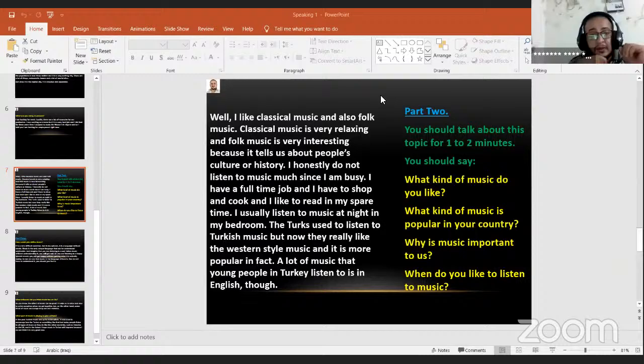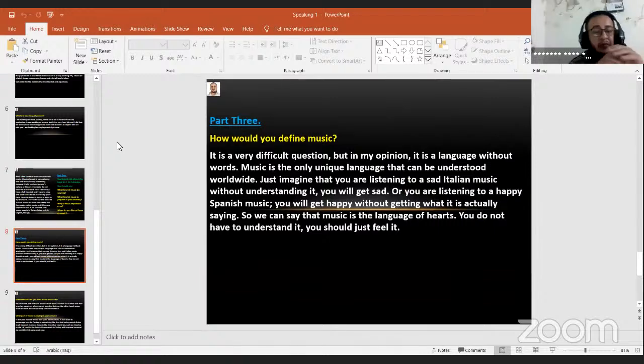Okay, now let's move to part three. For example, how would you define music? It's a very difficult question, but in my opinion, it's a language without words. Music is the only unique language that can be understood worldwide. Just imagine that you are listening to a sad Italian music without understanding it. You will get sad. Or you are listening to happy Spanish music. You will get happy without knowing what it's actually saying. So, we can say that music is the language of hearts. You don't have to understand it. You should just feel it.